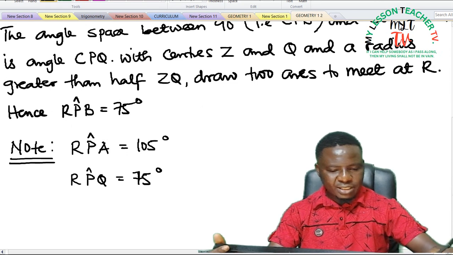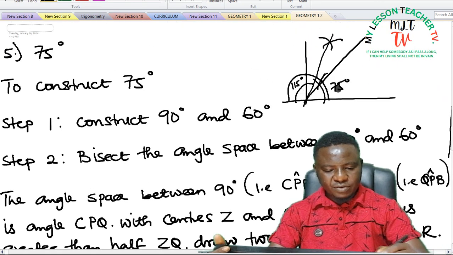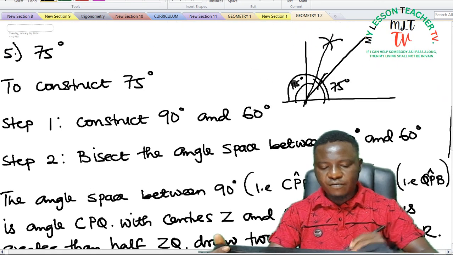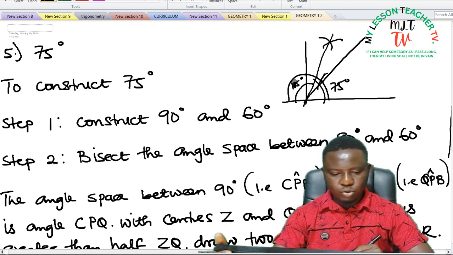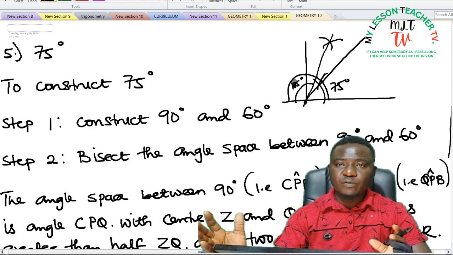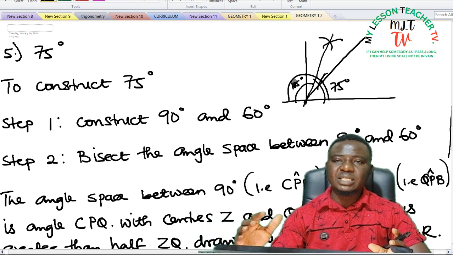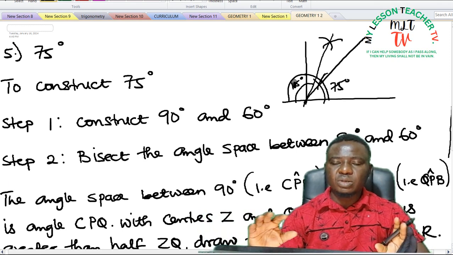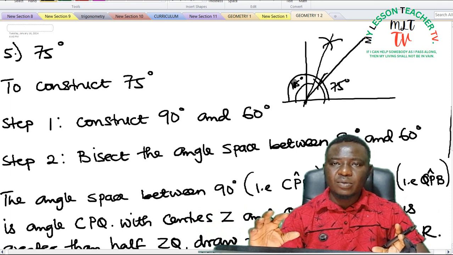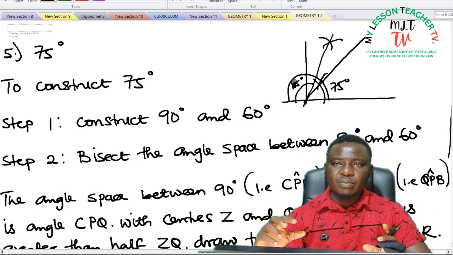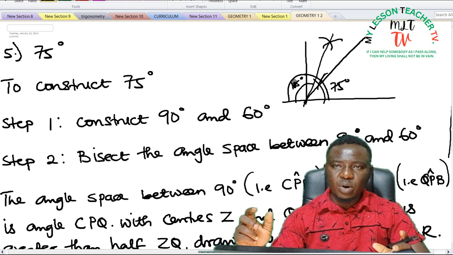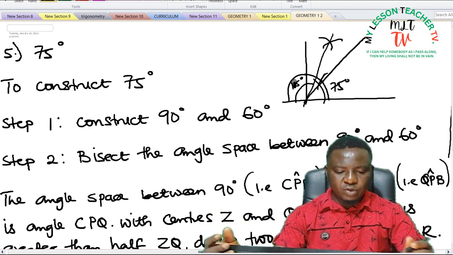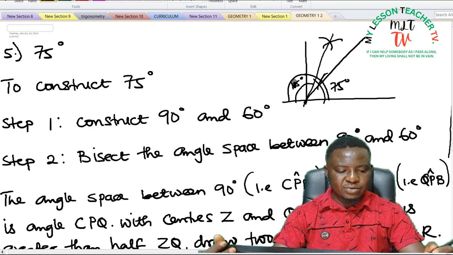Sorry. So what we are saying in essence is that while this is 75 degrees, this is 105 degrees as the obtuse angle, because when you add both of them together, it gives you 180 degrees, which is the sum of angles on a straight line. So 105 degrees plus 75 degrees gives us 180 degrees.